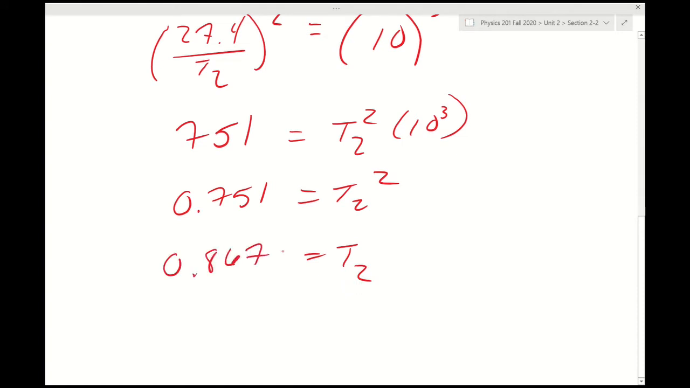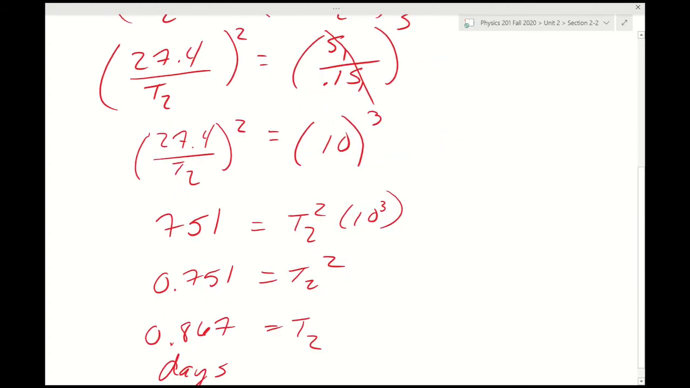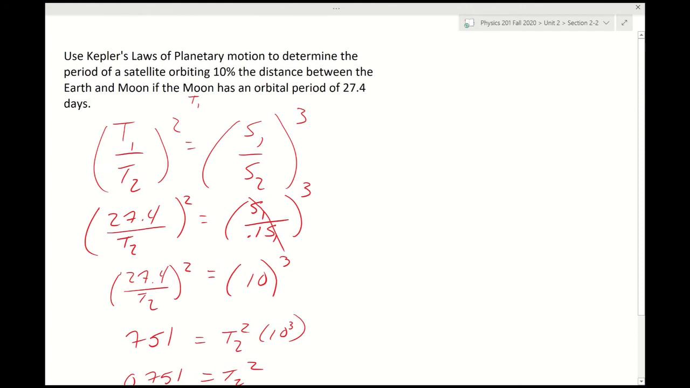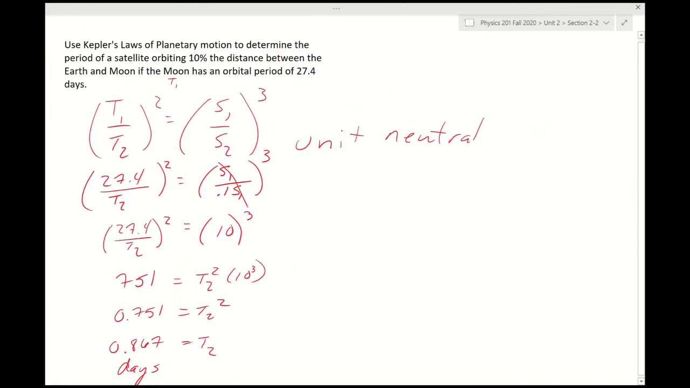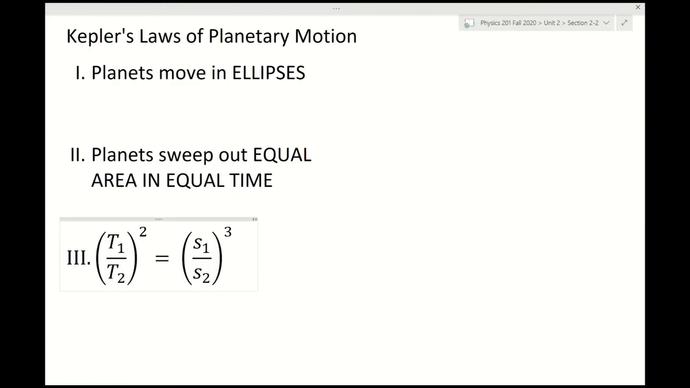One of the nice things about using Kepler's third law when we calculate is that it is unit neutral. In other words, whatever unit you put in, you'll get the same unit out. You can use days and you can use fractions of the orbital distances, whatever you need to use. It's fine. And again, this is simply a review of Kepler's laws of planetary motion and Newton's law of universal gravity.